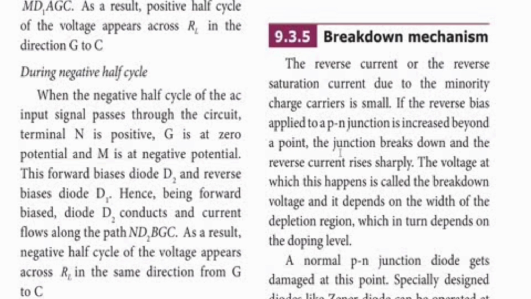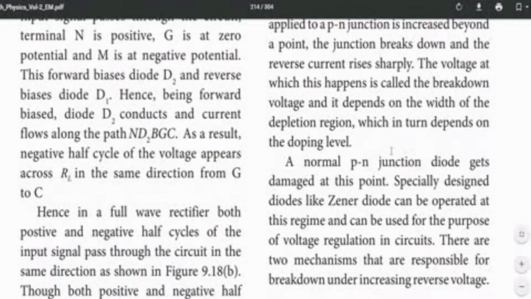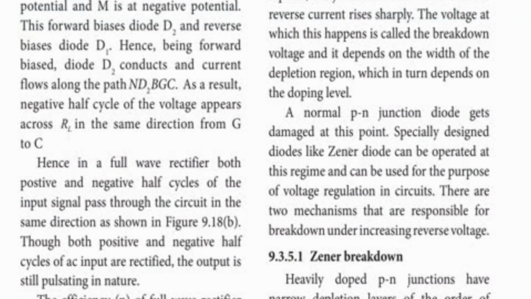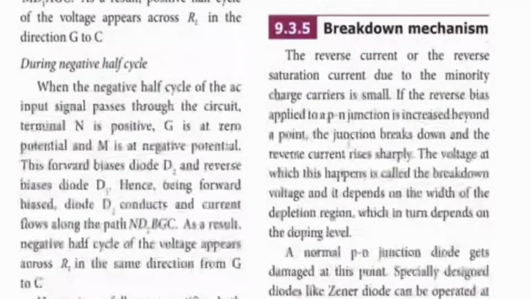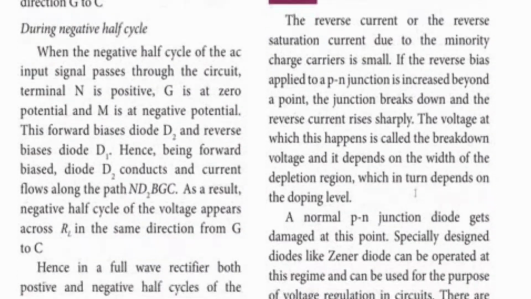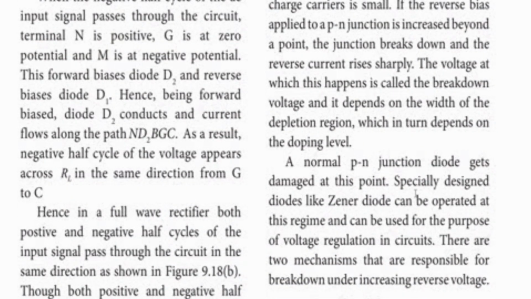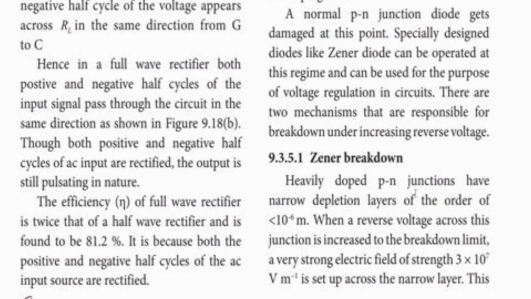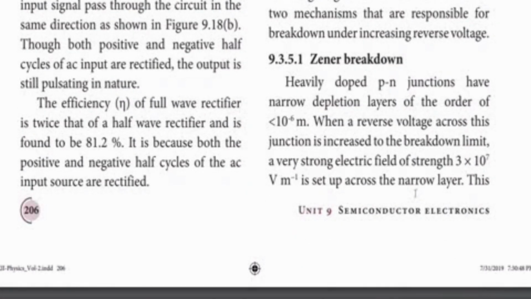Here the PN junction diode has two types of breakdown. One is the Zener breakdown, and another one is the avalanche breakdown. These mechanisms are used to maintain the current, and they are used in electronic devices. The first one is Zener breakdown.